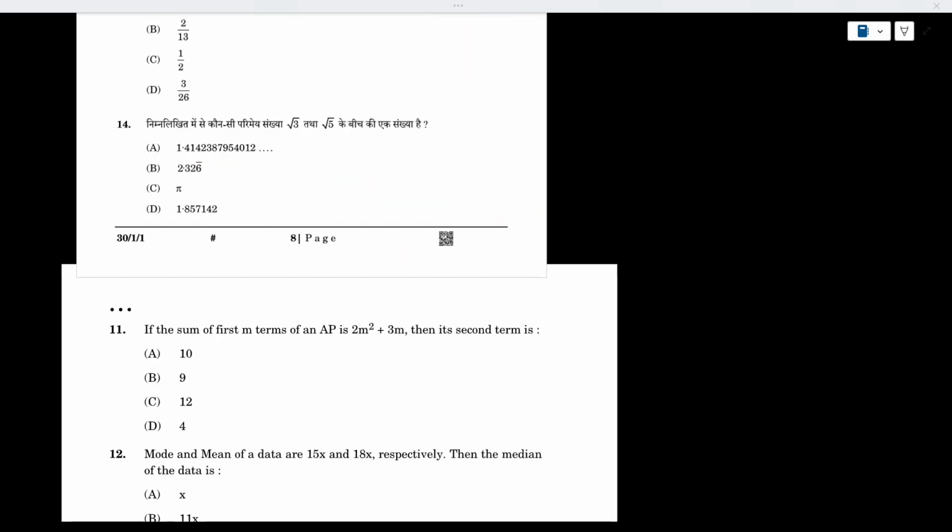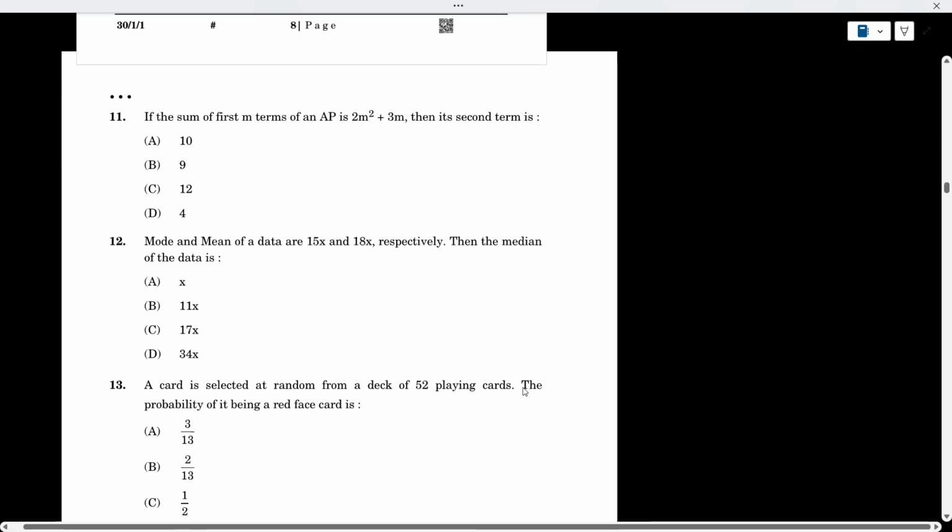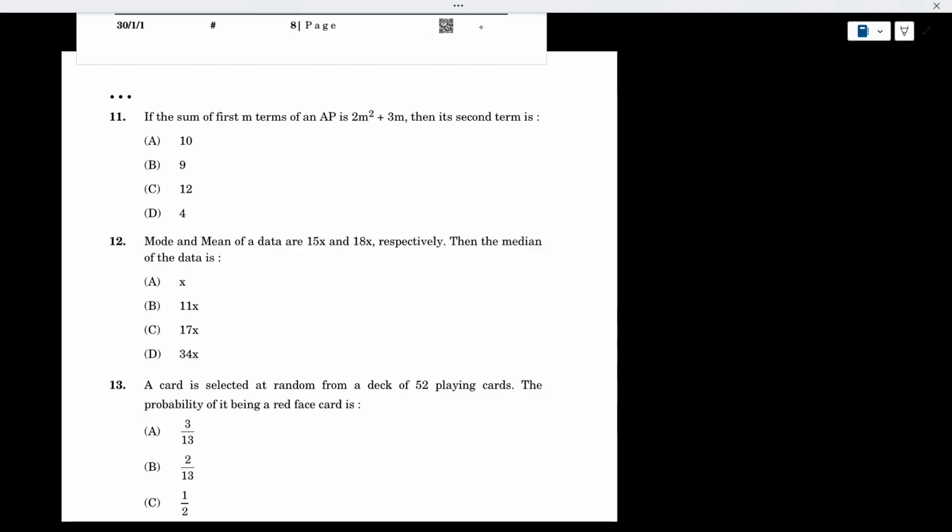Now let us go for the 11th question. What does it say here? In the 11th question, the sum of the first m terms of an AP is given, right? So what is given here? Sum of m terms, right? So Sm is nothing but 2m square plus 3m, right? Then what do I need to find out?